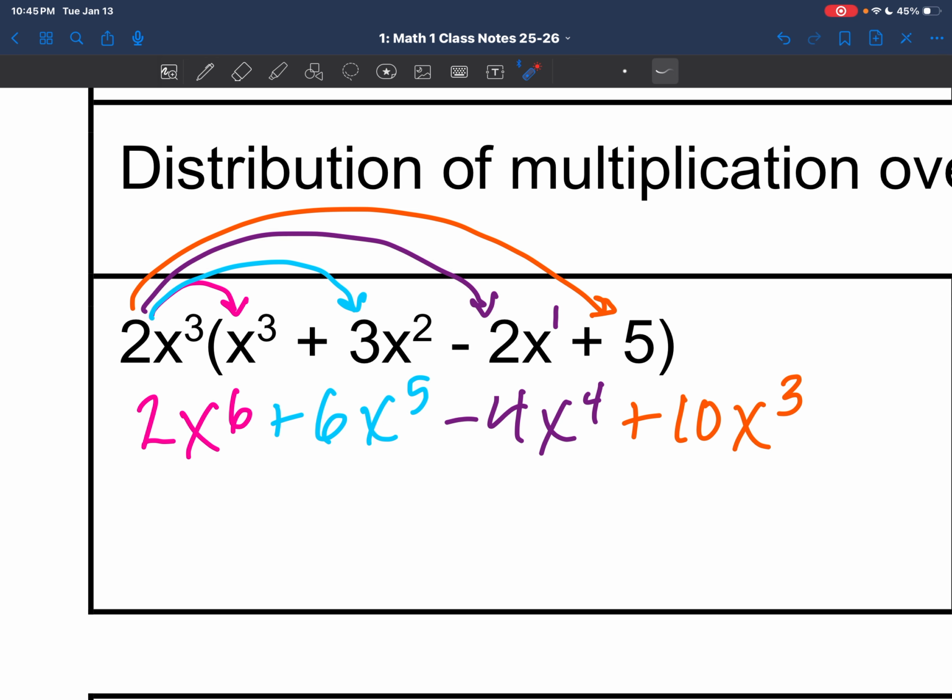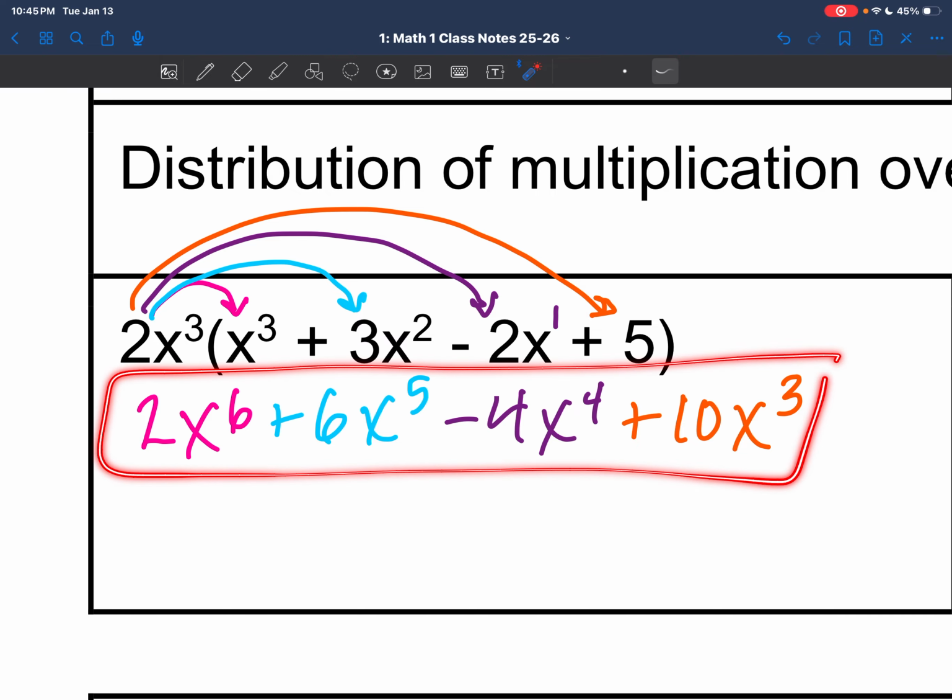Now we're going to take this to the third term. So remember, we've got 2 times negative 2, which gives you negative 4. And then x to the third, remember this is 1 here, x to the first will give you x to the fourth. And then lastly, we're going to take this term to the last term. So 2 times 5 is 10. And then x to the third, since we don't have any other x's, we just keep it as x to the third. We don't have to combine any like terms, so this is as simplified as you can get.